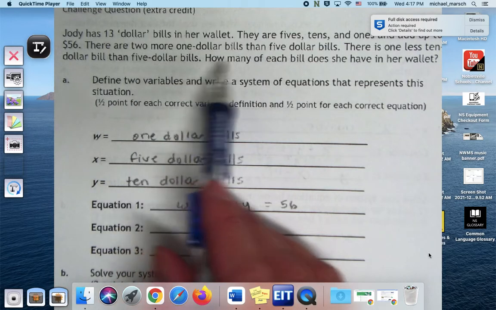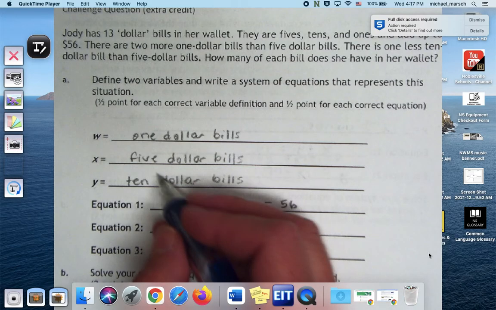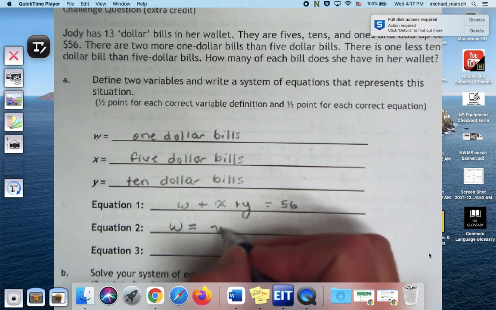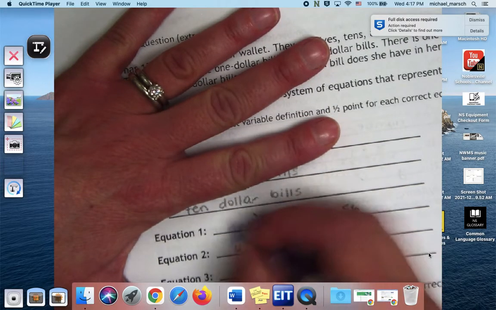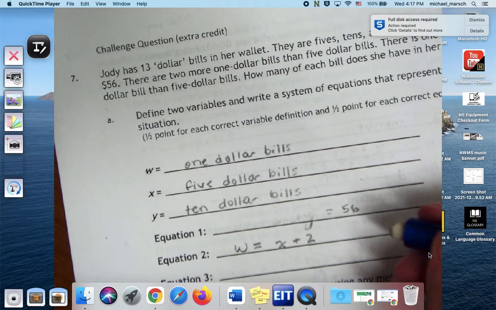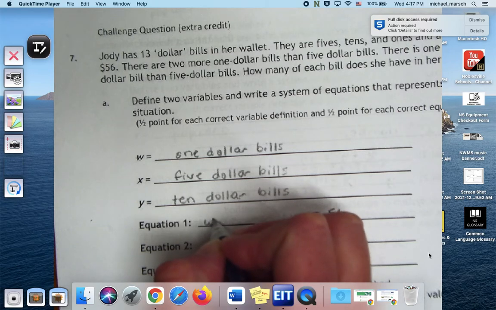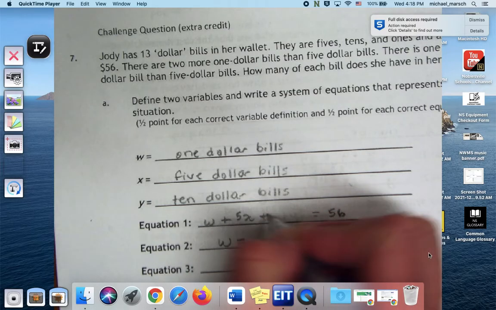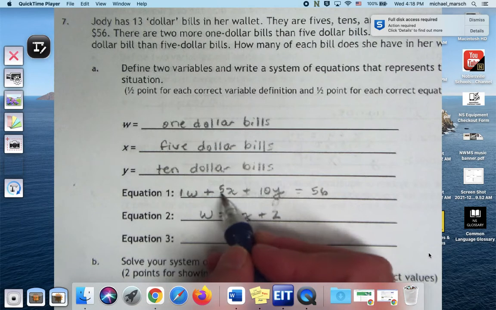There are two more $1 bills than $5 bills. So the $1 bills equals X plus 2 because there's two more of those than those. You guys, I did something wrong here. This should have the coefficients. This should be W plus 5X plus 10Y equals 56 because a $1 bill, a $5 bill, a $10 bill.